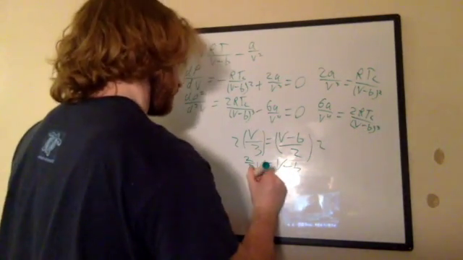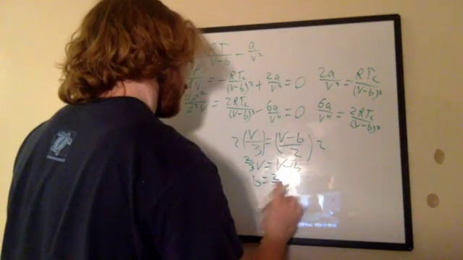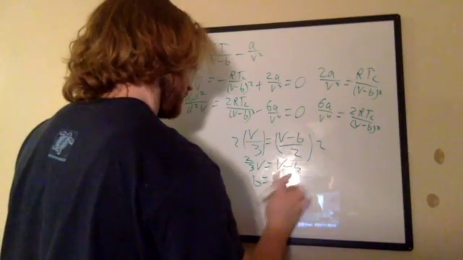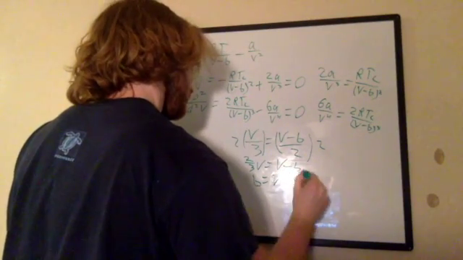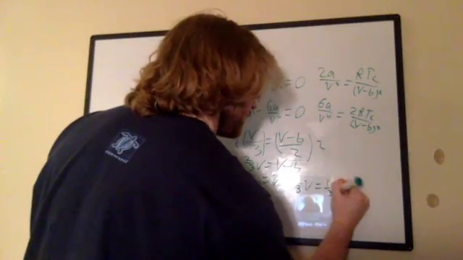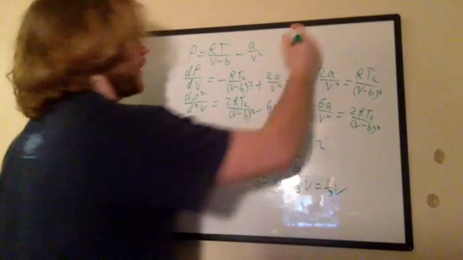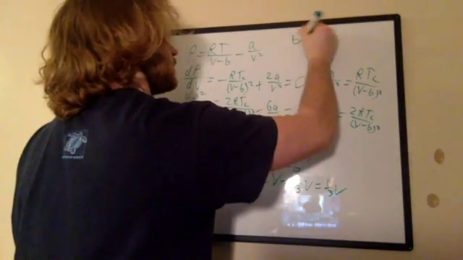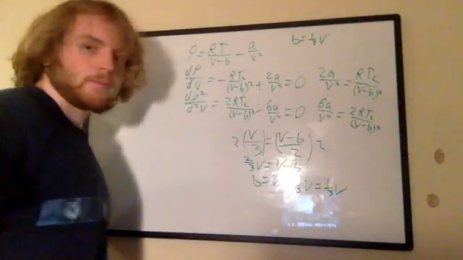Alright, so we're going to get b is equal to 2/3, actually, excuse me, that's going to be b is equal to v minus 2/3 v, which is going to be equal to 1/3 v. Alright, so there we go. We have now solved for b, so we'll go ahead and write that up top. So b is equal to 1/3 the volume, right?